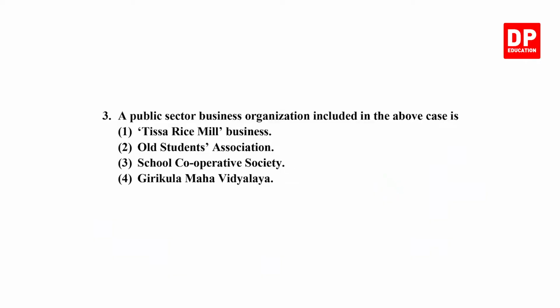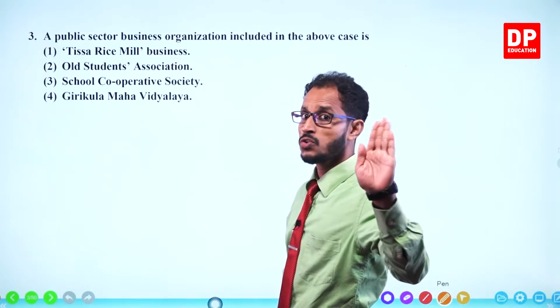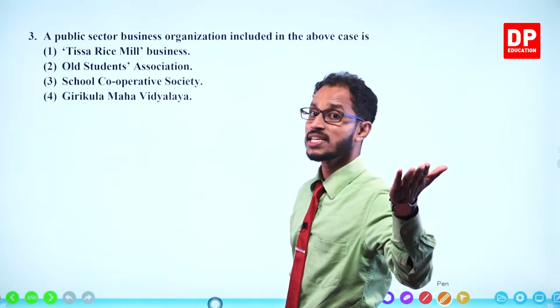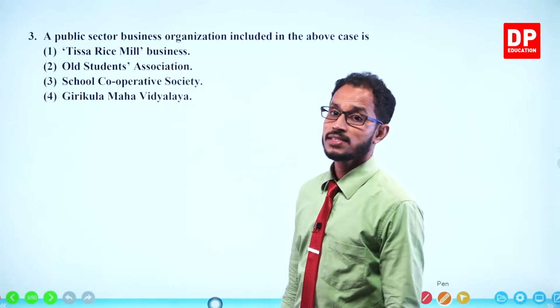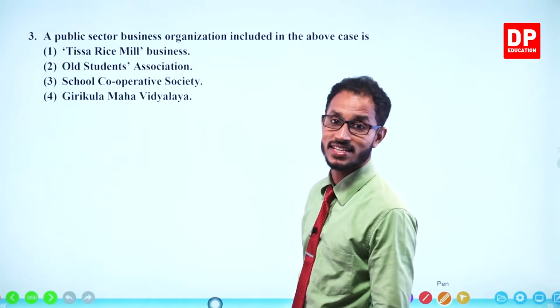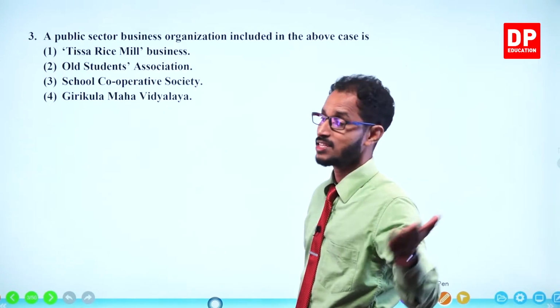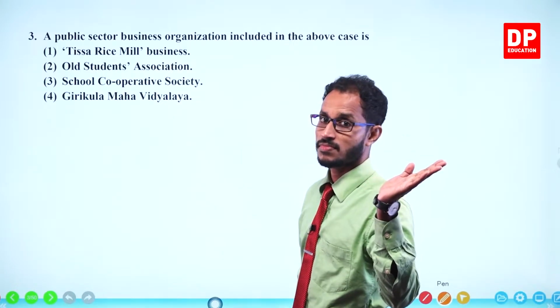Next question. Now they are asking for a public sector business organization included in the above case. Government business given in the above case. What is it? Tissa rice mill? No. Tissa rice mill belongs to that Daham Sekara guy, the rice mill owners' association guy, right? The Hamsekara is a private sector business, and this rice mill is a private business.